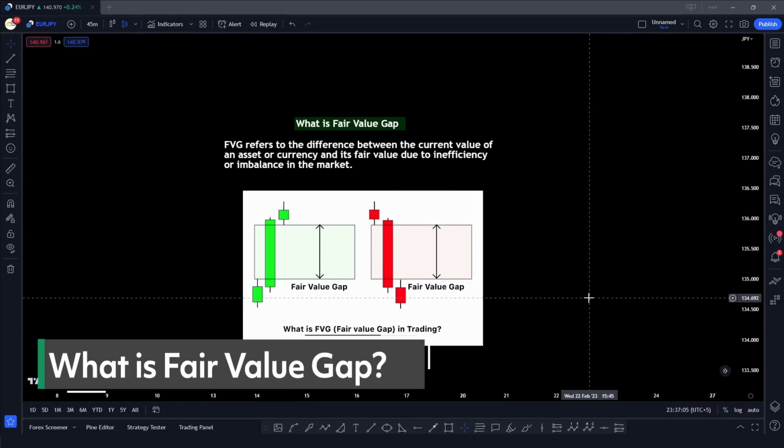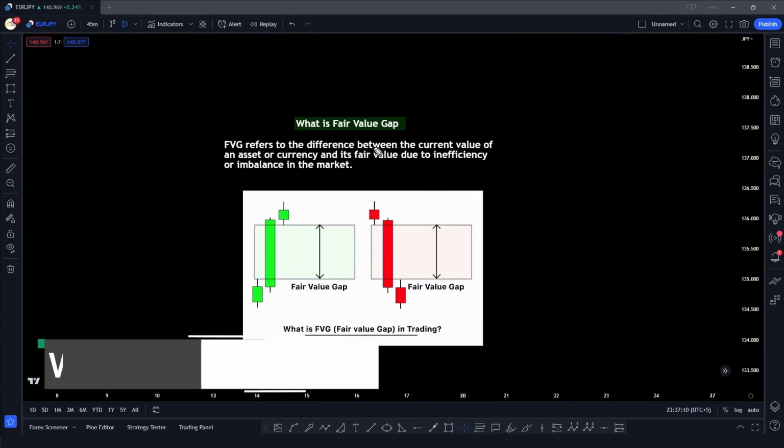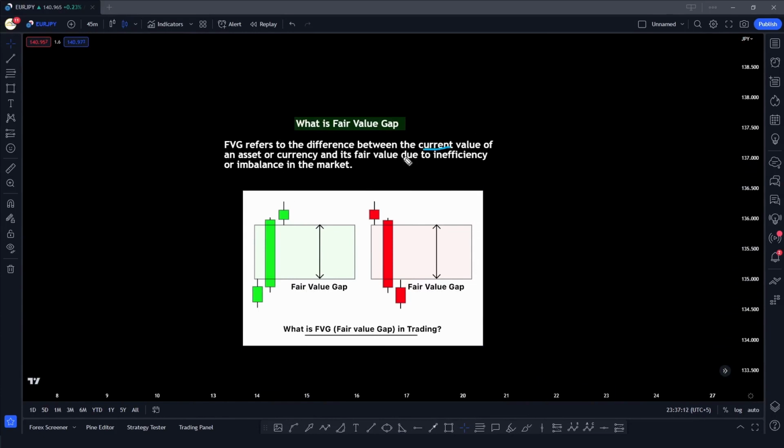So first of all, let's talk about what is fair value gap. Fair value gap refers to the difference between the current value of an asset or currency and its fair value due to the inefficiency or imbalances in the market. Now what this means is sometimes the security is trading at a different price than what its fair value should be, and those are the times when fair value gap is created, and that gap is helpful in a lot of trading strategies, as we're going to see next.